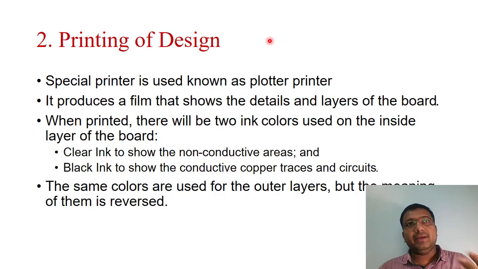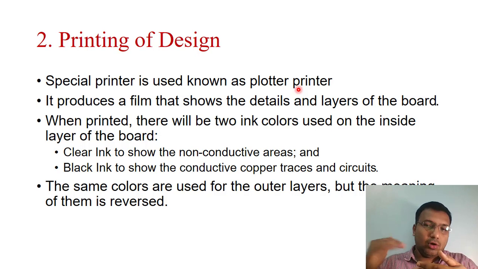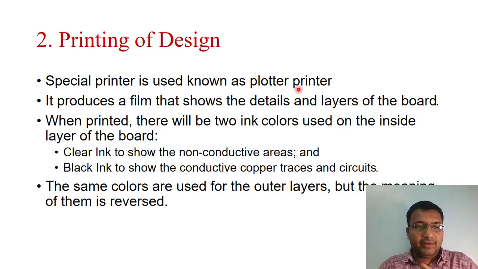So how can you print your design? A special printer known as a plotter printer is used. For printing industrial grade PCBs, they use a plotter printer. It includes the film that shows the details of the layers and the board. So it is a film actually, and it shows all the layers as well as all the in-between layers, top layer, bottom layer, and everything.